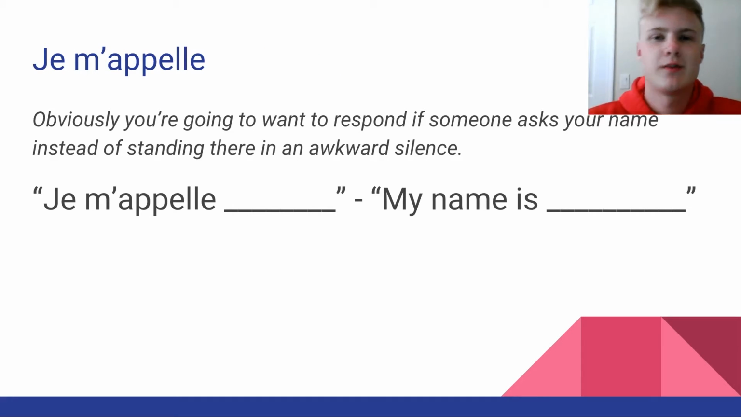And obviously, if someone asks you this question, you don't want to just kind of stare at them like a deer in the headlights. So to say my name is, you're going to say je m'appelle. Try that again. Je m'appelle. Yeah, get some practice saying it correctly. Je m'appelle, which means my name is. So example, je m'appelle Dylan, and then you would say, je m'appelle, etc.